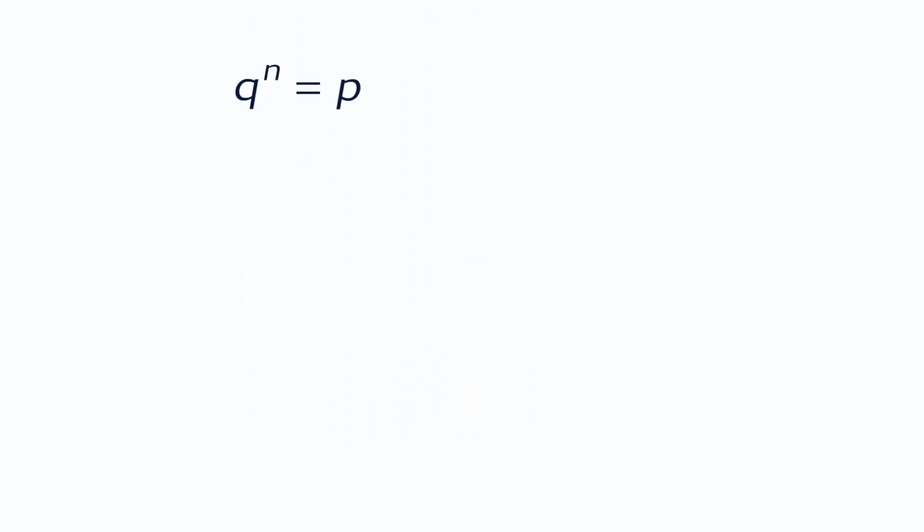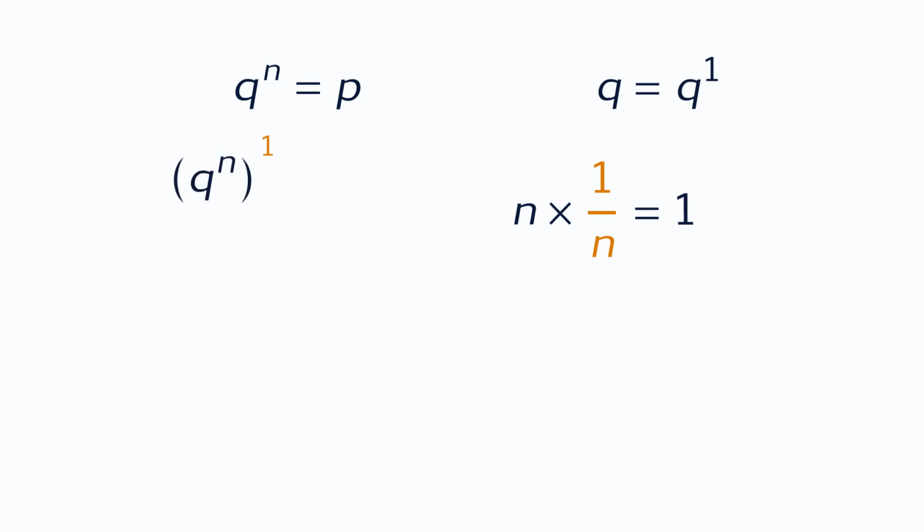This is an equation. You want q to the power of n to become q. That means the exponent n has to become 1. How can you make that happen? Well, n multiplied by 1 over n equals 1. So your first step is to raise both sides to the power of 1 over n. This gives you the quantity q to the power of n, to the power of 1 over n, equals p to the power of 1 over n.